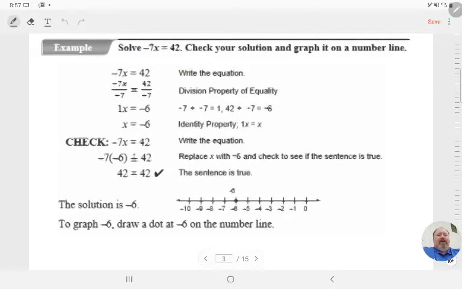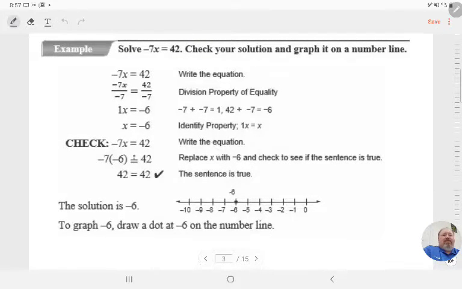So if we have this problem here, negative 7x equals 42. We are to graph this, or check the solution after we solve it, and then graph it. So when we have negative 7x, that's like saying negative 7 times x. So to undo multiplication, you use division. So that's what they're doing right here. Negative 7x divided by negative 7. So negative 7 divided by negative 7 would be 1, or 1x, which would give me just x. And then on the other side of the equal sign, it would be 42 divided by negative 7. One's positive, one's negative, so that gives me negative 6.